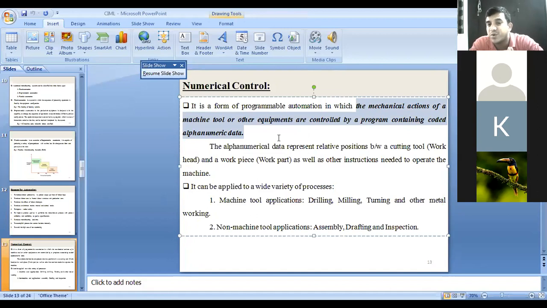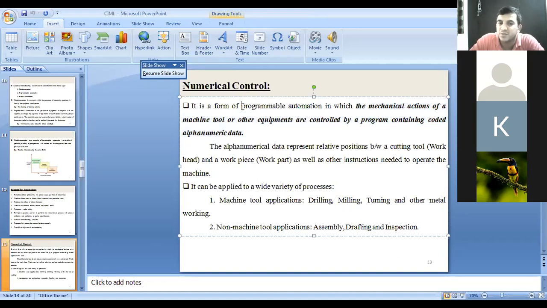Now, how do you write the program? That program contains alphanumerical data. Alphanumerical data means alphabetic letters A to Z and numbers 0 to 9. If you consider a machine, the cutting edge and the workpiece, I want to move the cutting edge over the workpiece. That's called controlling the operation. How to control the operation? With the help of alphanumerical data. That is where we use numerically controlled machines.